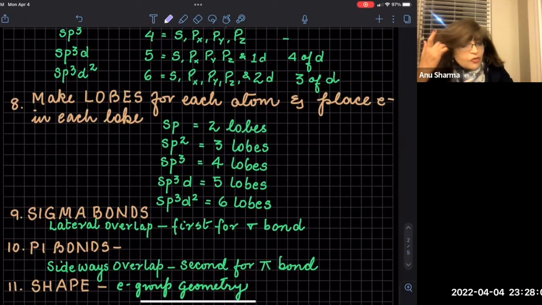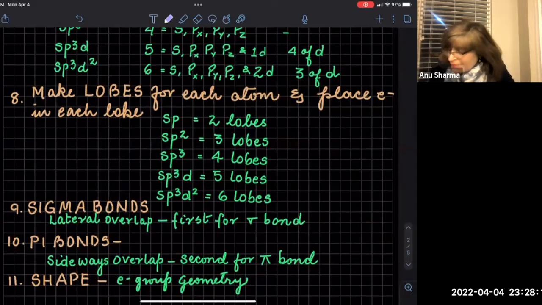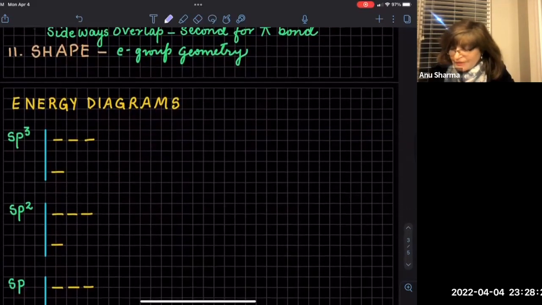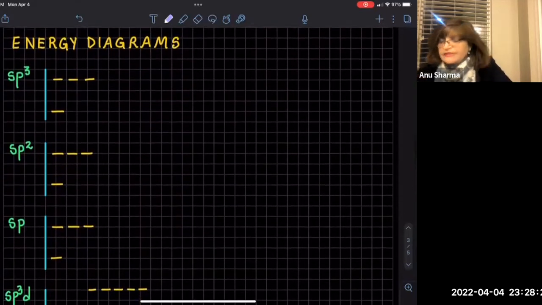Okay, so that lateral overlap is going to be first for the sigma bonds. You make all the overlaps with the sigma bonds, and then you do the sideways overlaps. And the sideways overlaps are for the pi bonds. And then look at the shapes of these electron group geometries. That's what we do. Now let's do these energy diagrams.